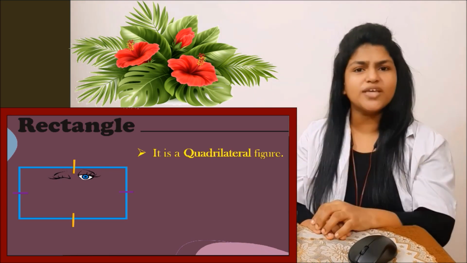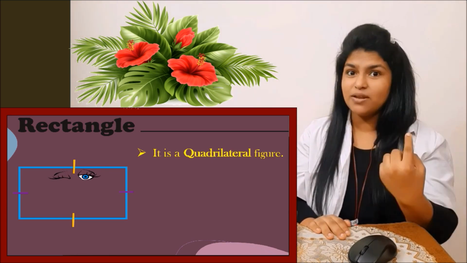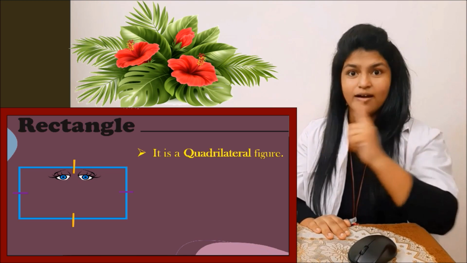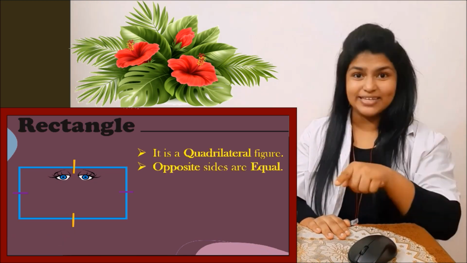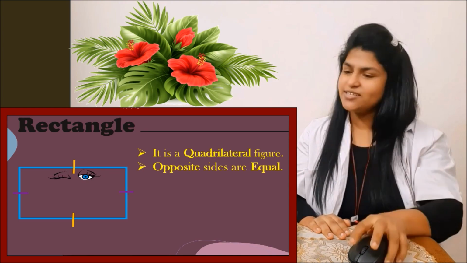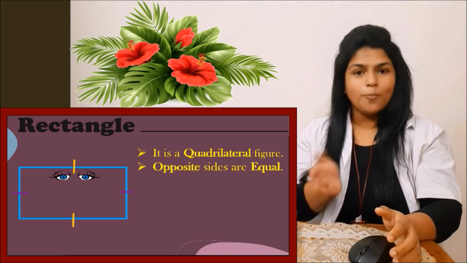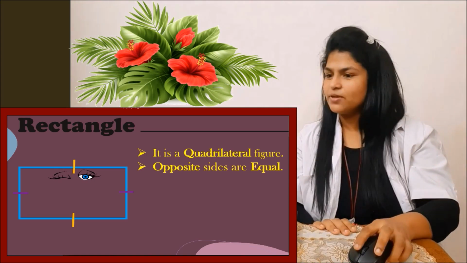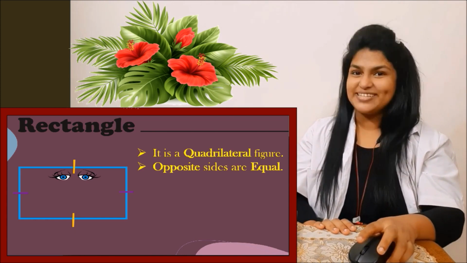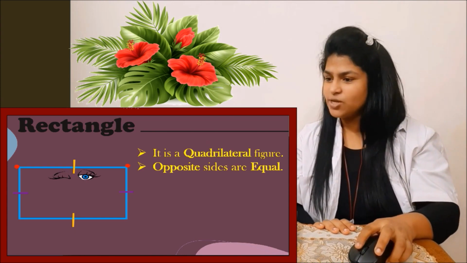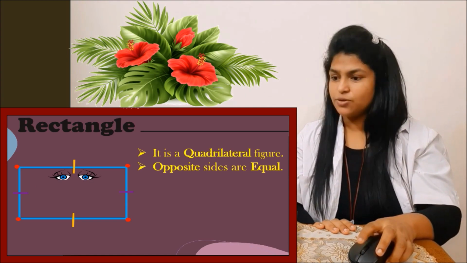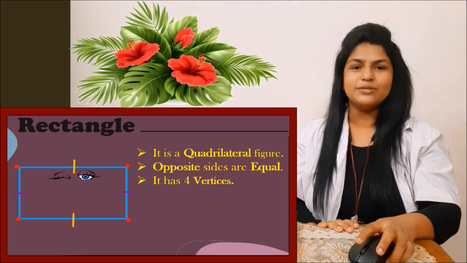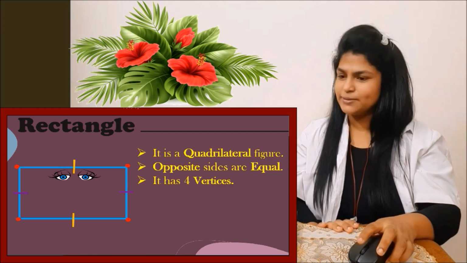But can you see, not all the 4 sides are the same. The opposite sides are similar, correct? Not all the sides, but just the opposite sides are the same. And so in a rectangle, the opposite sides are equal. Now, let's go on to the corners. What did we learn? Vertices. So one vertex, second, third, and fourth. How many vertices does it have? Correct, 4 vertices.